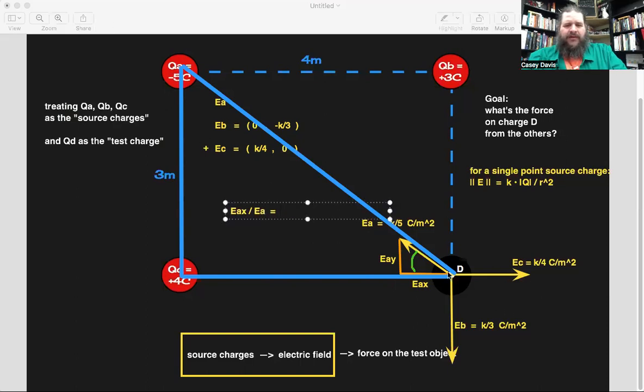So long side over hypotenuse of the electric field triangle has to match long side over hypotenuse for the distance triangle, 4 meters over 5 meters. In other words, EAX is going to have to be EA times 4/5. So the X component is going to be exactly 4/5 of the hypotenuse. We know the hypotenuse is K over 5. So K over 5 times 4/5 is going to be 4K over 25. So that's the X component. Or rather, since it's to the left, that'll be negative 4K over 25. Any questions on that X component so far?